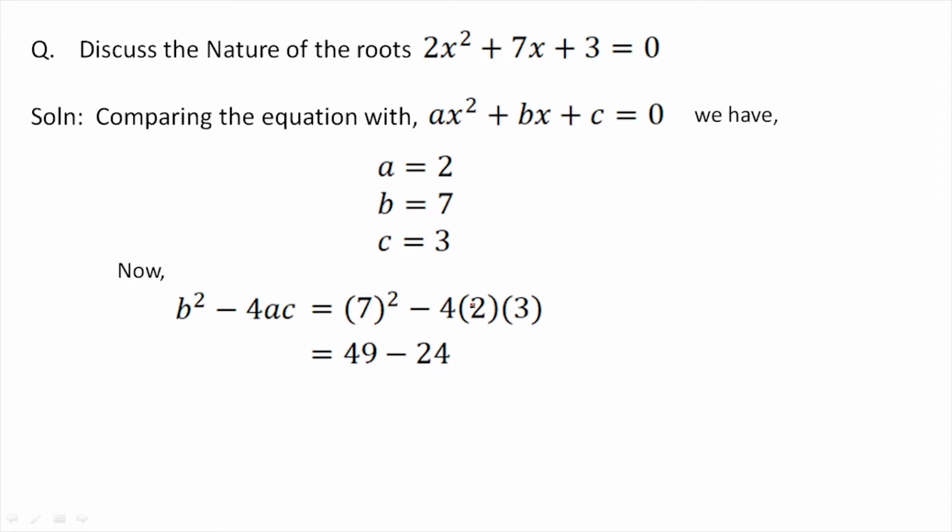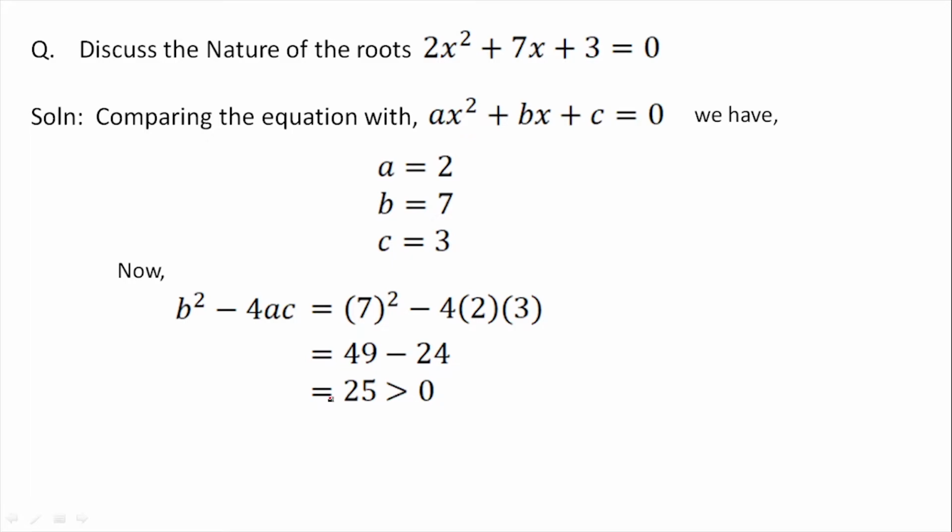Here it is plus 2, and it is plus 3. So 4 times 2 times 3 is 24, minus into plus will give us minus. So now 49 minus 24 will give us 25. So what kind of number is it? It is a positive number. This number is greater than 0. So write it to be greater than 0.